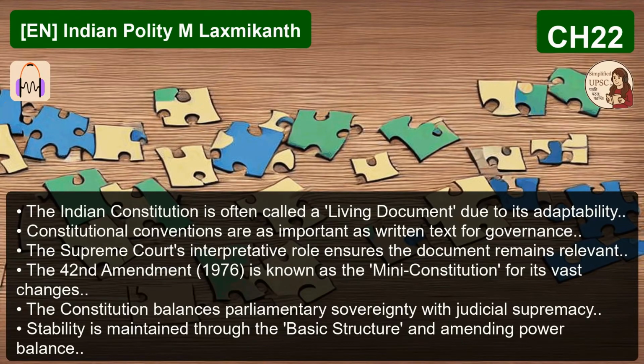They set up a uniform three-tier structure for panchayats and municipalities. And they mandated reservations. Crucially, they mandated the reservation of seats for SCs, STs, and women at all levels of local government.